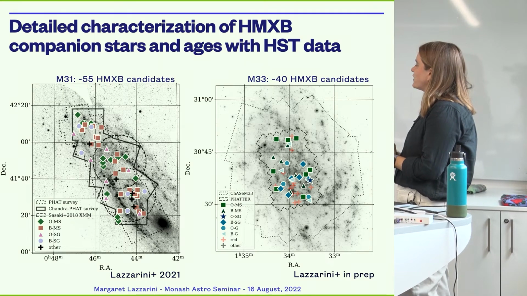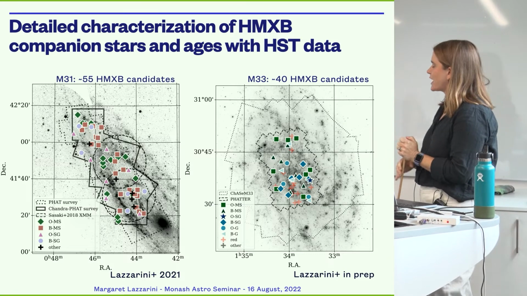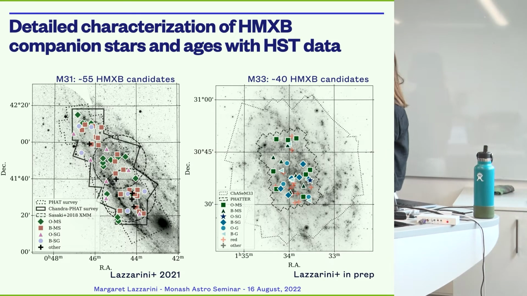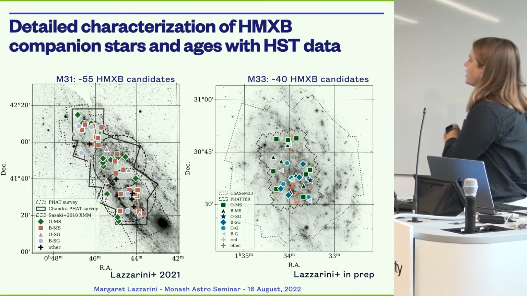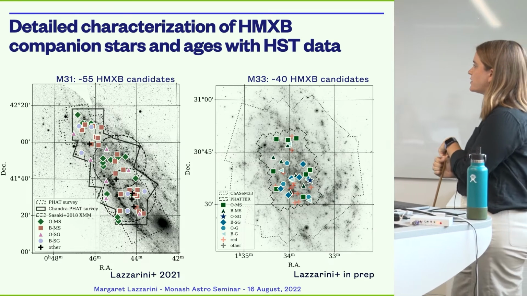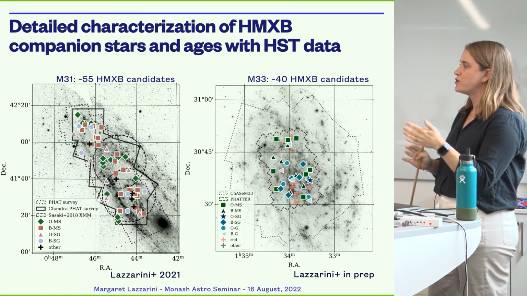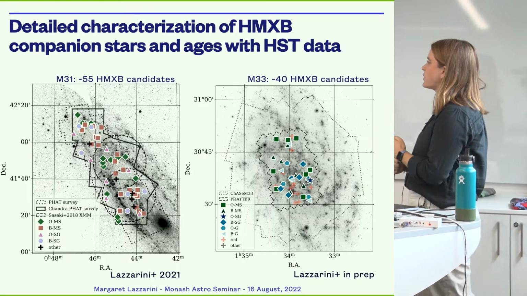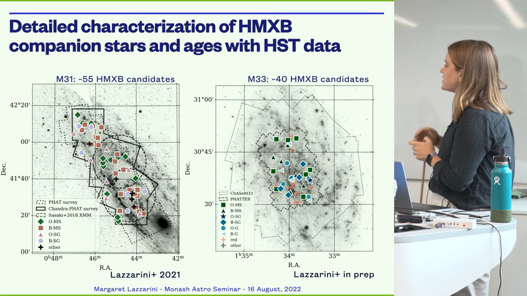So I'm showing here just an overview. This is a spoiler, I guess, for the next slide. Using spectral energy distribution fitting for the photometry we have for the companion star candidates, we can infer the likely companion star spectral types. We can't get quite as granular as the individual B0, B5 type, but we can say whether or not something is a likely O or B star, main sequence, or supergiant.